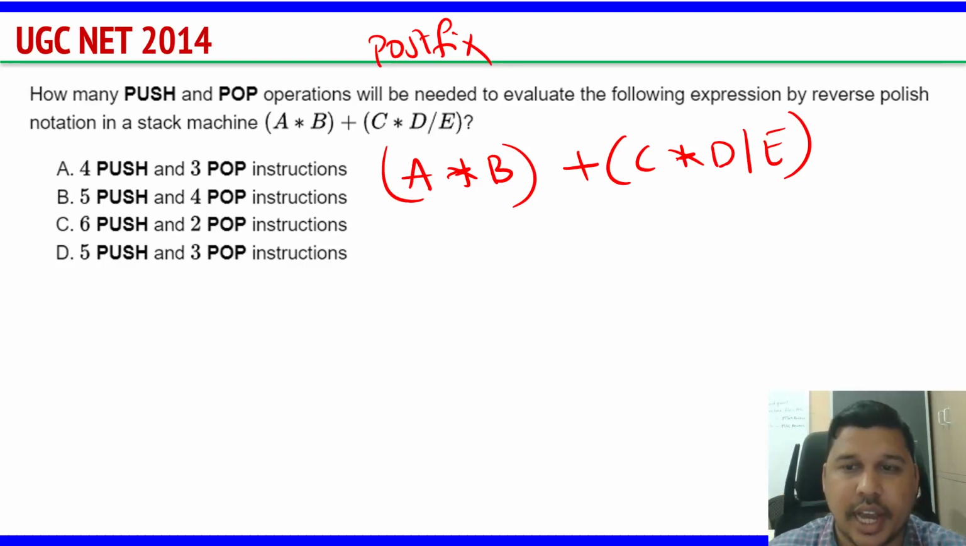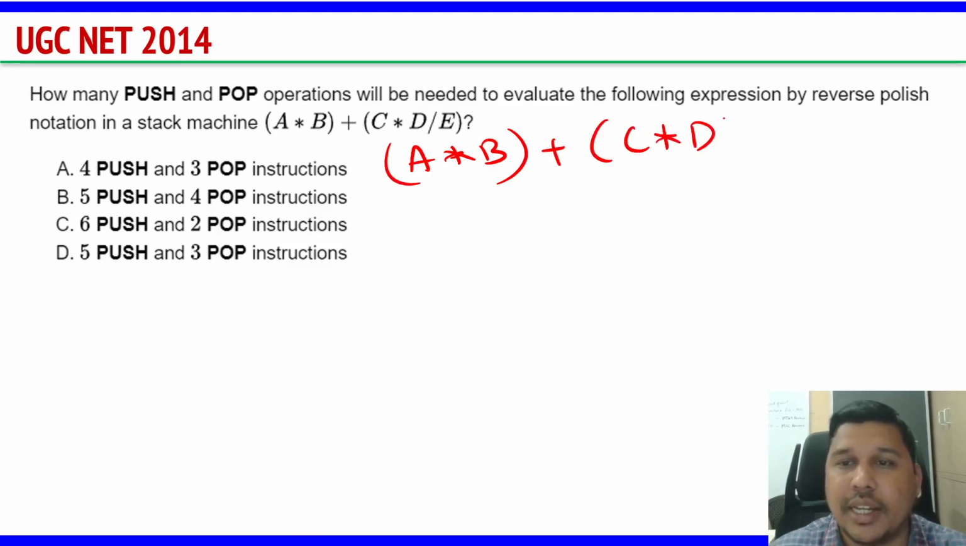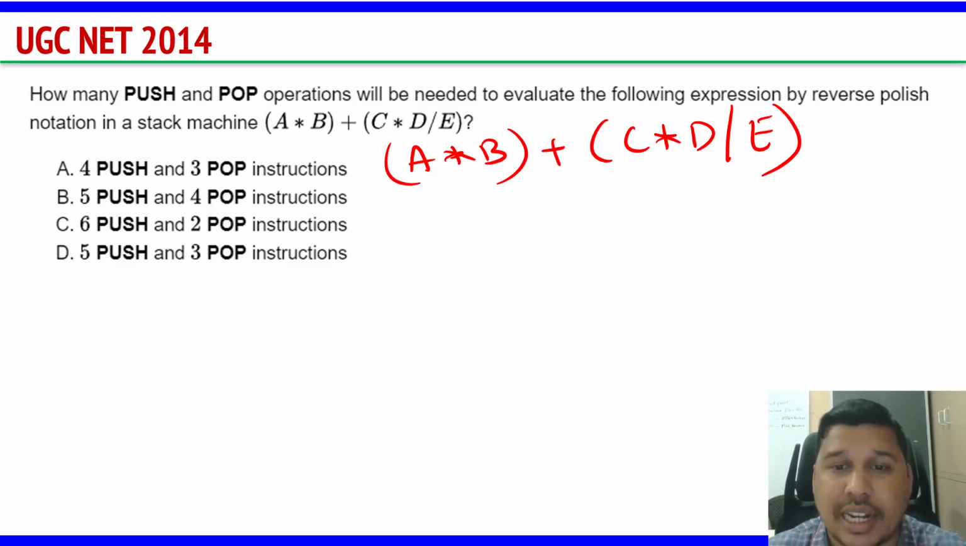Let's analyze the answer for this. First I have to convert infix to postfix. So again, we will write it as A into B plus C into D by E. Here it is not clear to the students whether I first have to convert infix to postfix, find out the number of push and pop, and then count the evaluation also, or whether it is directly for evaluation. Let's do the evaluation first.